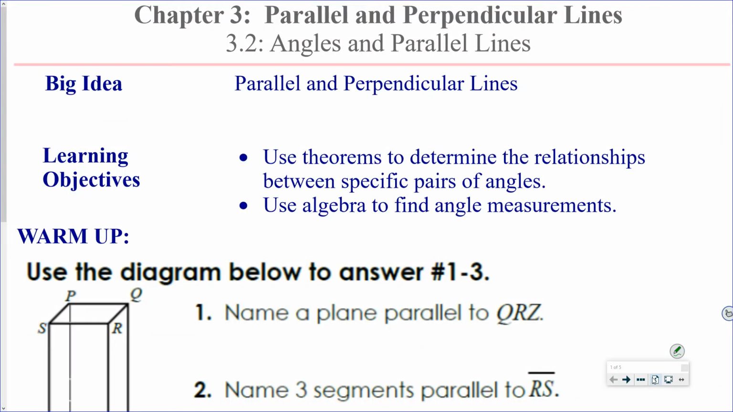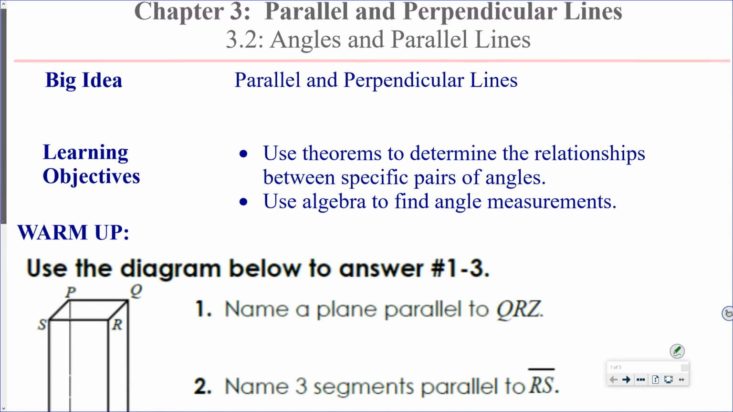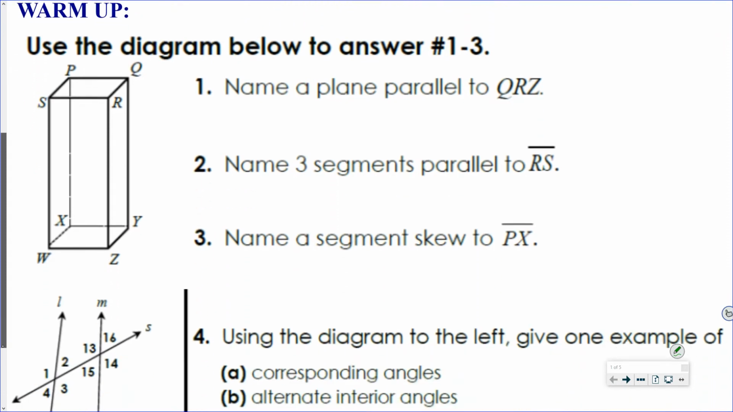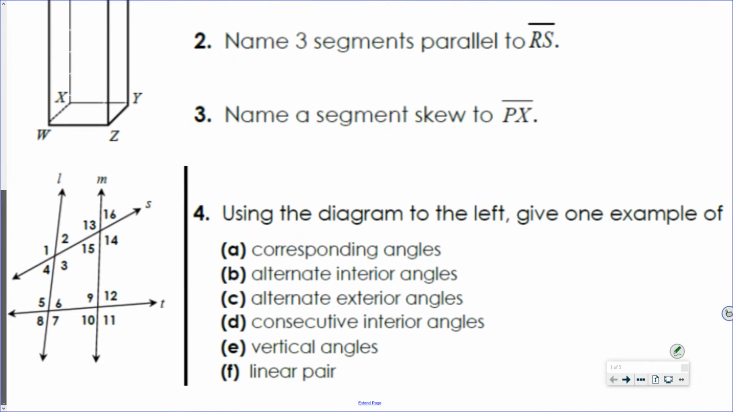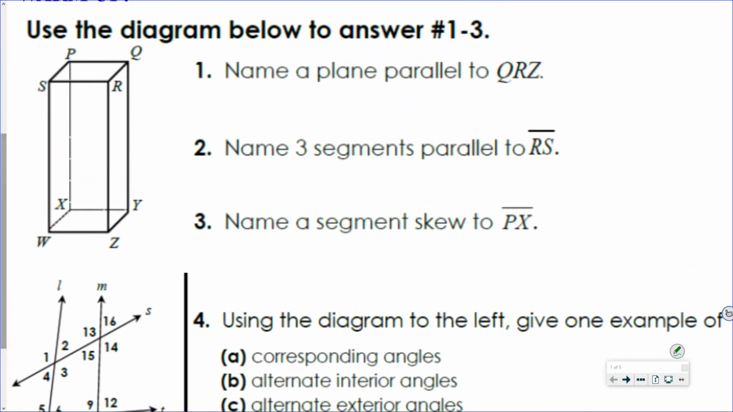This is lesson 3.2. Students are working on the warm-up right now. 1, 2, and 3. And then number 4, where there's lots of possible answers for A through F. And good review over some vocab. Maybe about 1 more minute to try those. And we'll go over the right answers.